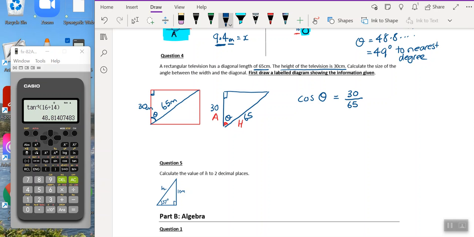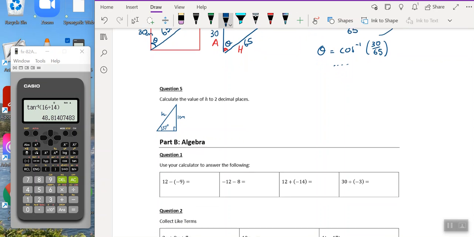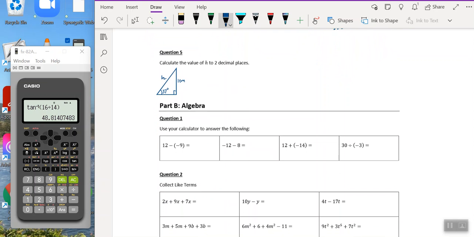You should be able to finish this question off because it's very similar to that one up there. Your next step will be theta equals cos to the minus 1, 30 over 65, and you can finish that one off yourself. The final question here says calculate the value of h to 2 decimal places.